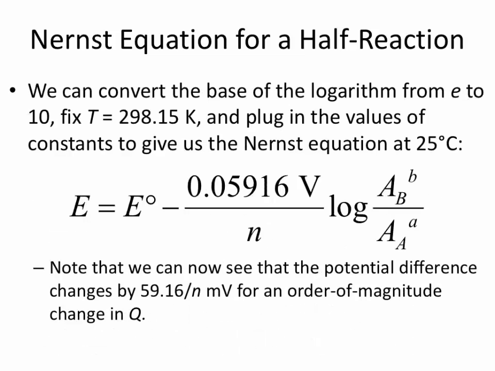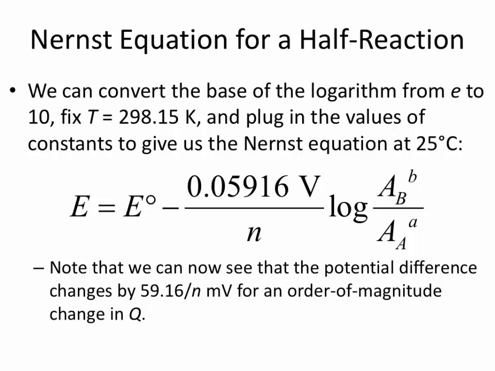Now we can convert the base of the logarithm from base e to base 10, fix the temperature at 298.15 Kelvin, that is 25 degrees C, and plug in the values of constants to give us the Nernst equation at 25 degrees C, that is given here.